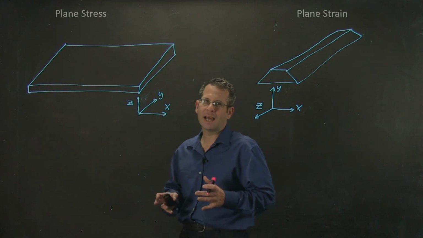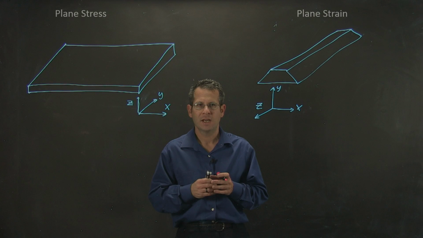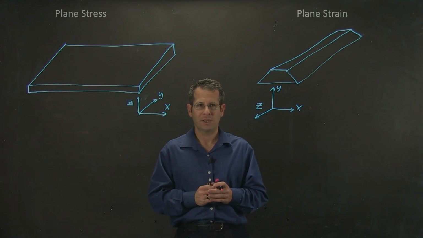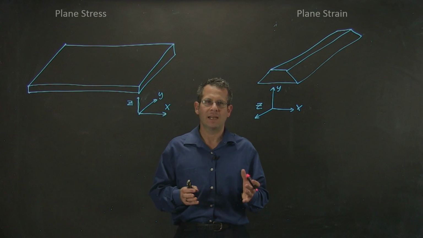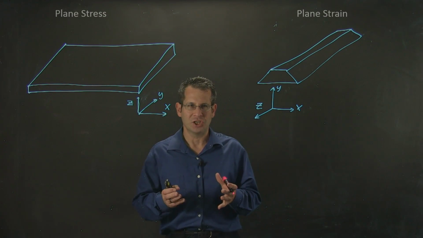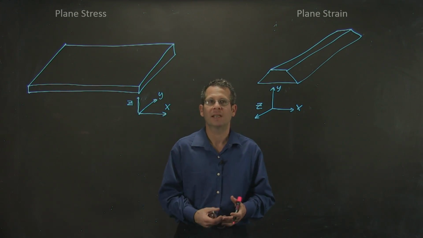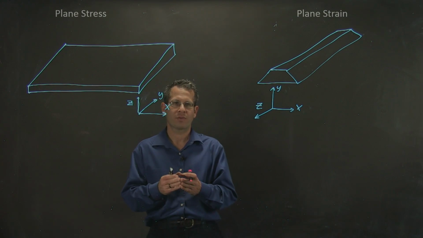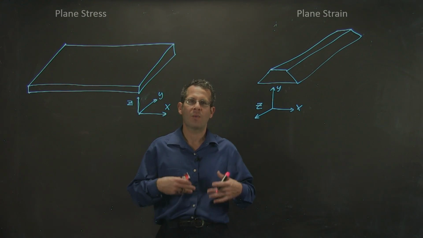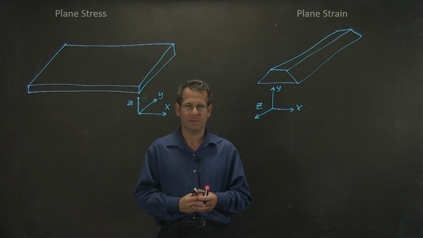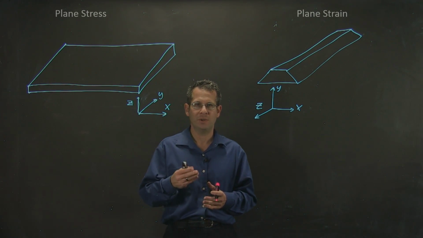I said in the last few videos that we will restrict our analysis in this class to only a two-dimensional analysis of two-dimensional objects. But in reality, there's no such thing as a two-dimensional object. When I say we'll be modeling two-dimensional objects, I mean we will be taking three-dimensional objects, but only three-dimensional objects that we can model in two dimensions. There's a couple different situations where we're allowed to do that.